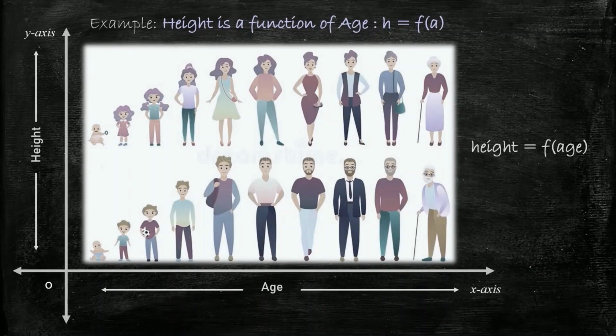This is a simple graphical representation of a function. There are two variables, height and age, represented on the y-axis and the x-axis respectively. As the age of an individual increases, we observe that the height of the individual also increases. So we can say that height is a function of age.